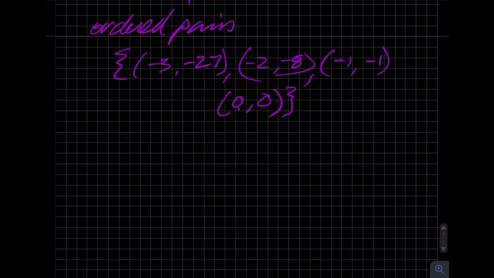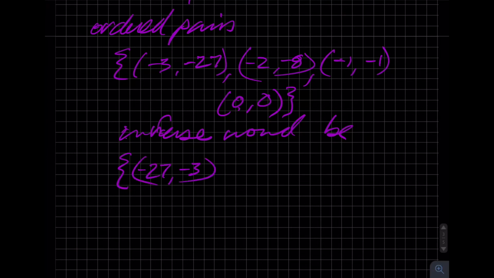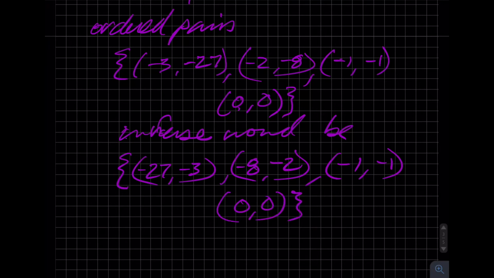The inverse of that would be -27, -3, -8, -2, -1, -1. Of course, that one doesn't matter. And 0, 0. That one doesn't matter because they're the same values.